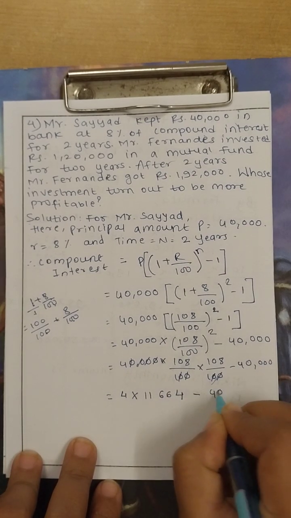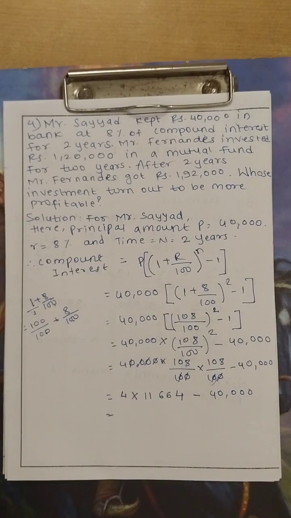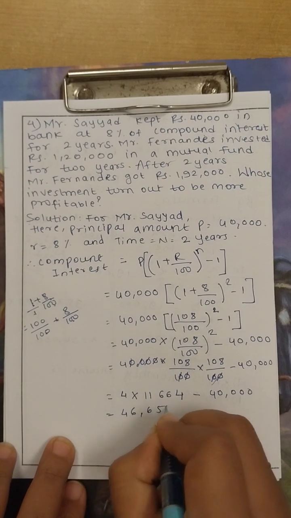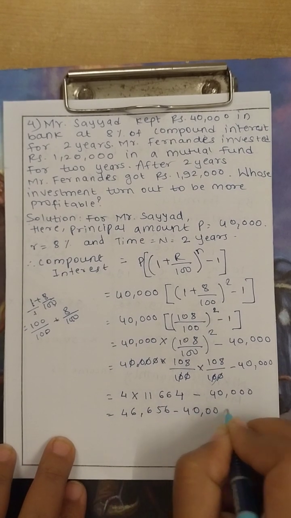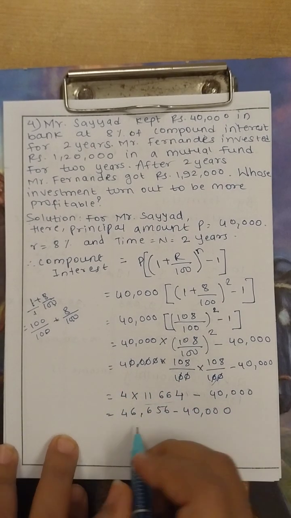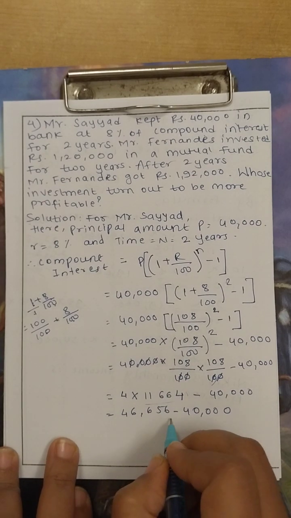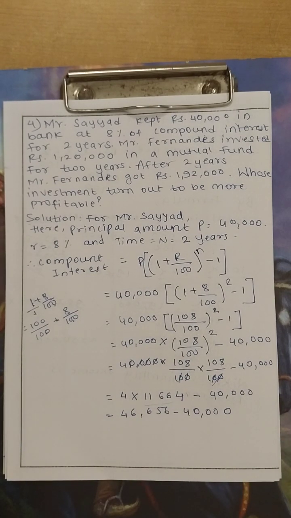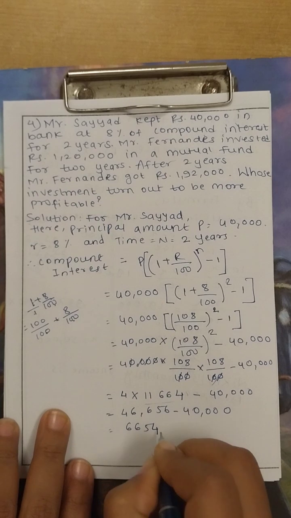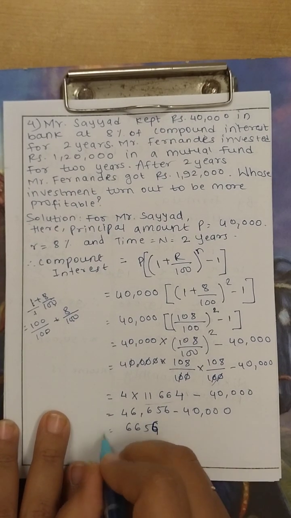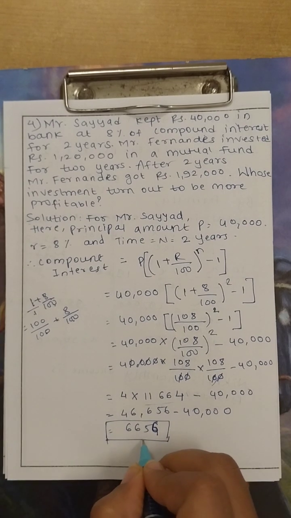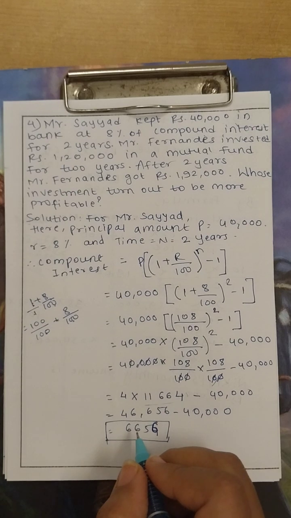11,664 minus 40,000 is equal to 46,656 minus 40,000. Do the multiplication of 11,664 into 4. You will get the answer 46,656. Then minus 40,000. Answer is 6,656. After 2 years, Mr. Sayyed get this amount as a interest. Yes.